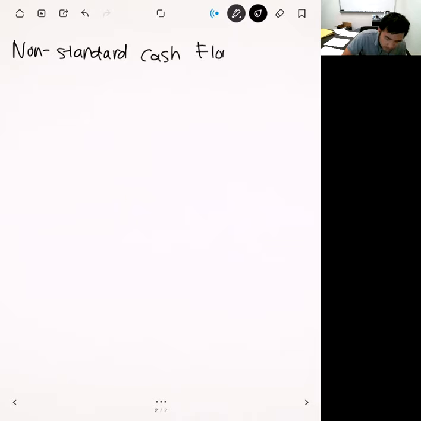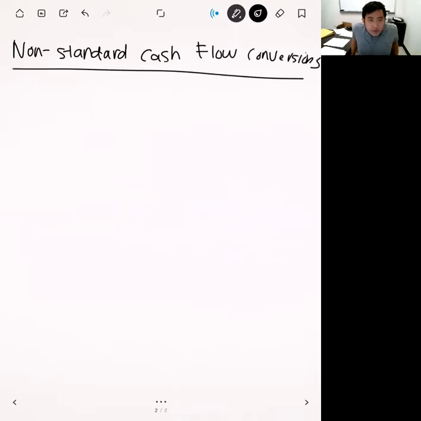I guess specifically it's non-standard cash flow conversions. All right. And so I agree with everyone here that this was probably one of the trickiest parts of the first part of this class that we're doing for this midterm. Because with non-standard cash flow conversions, you often have to do these in more than one step.